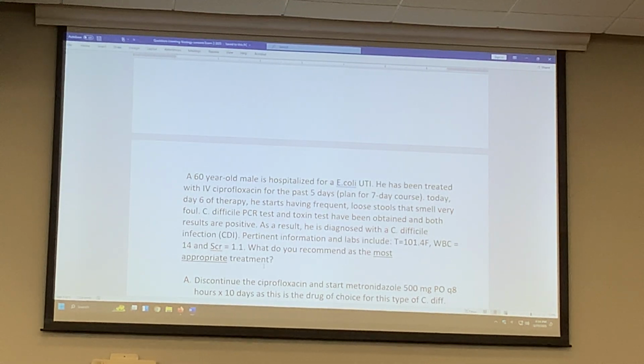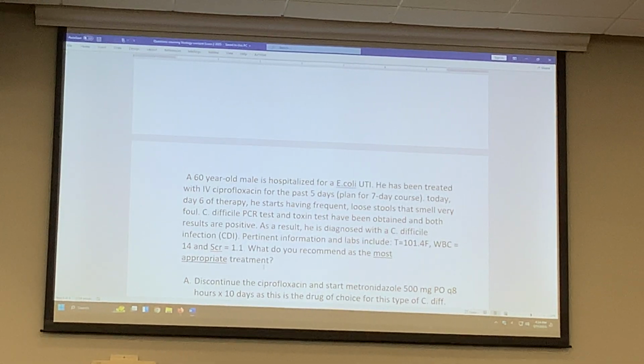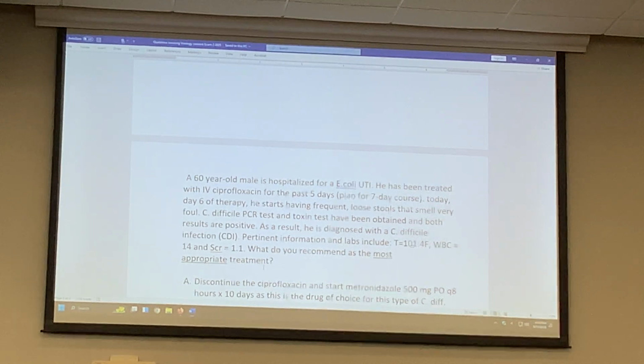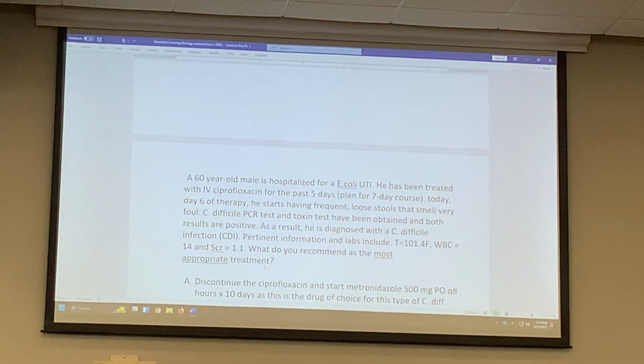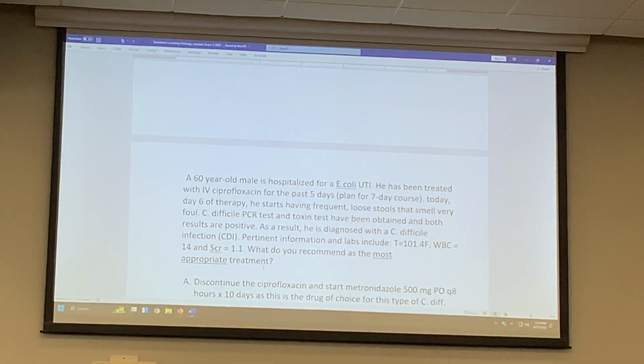Fidaxomicin, right? So we have two options. Both are drug of choice. How long would we treat for? What's this magic number? 10 days, right? I also told you to know the dose of vancomycin. 125 every 4 hours for 10 days. So these are the two options for initial episode 1. So let's see what the options are here.